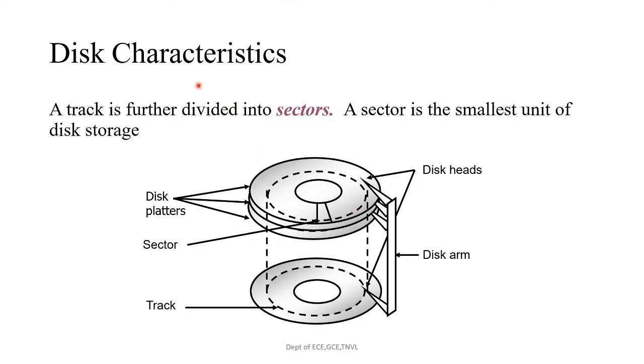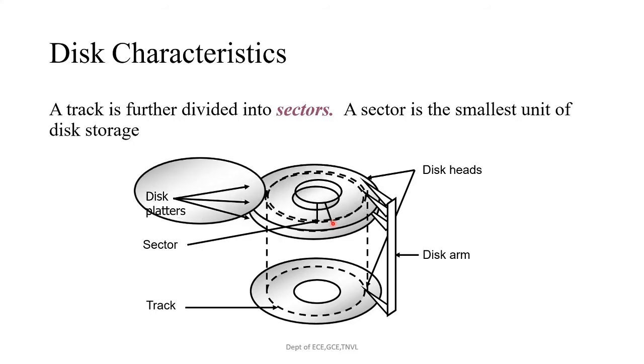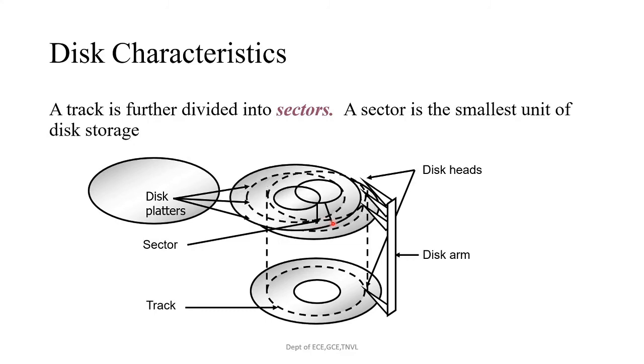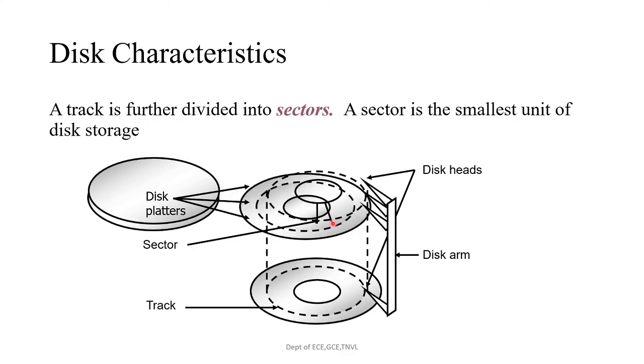So this is about disk characteristics. A track is further divided into sectors. If you see, these are all the sectors. A sector is the smallest unit of disk storage. If we want to visualize the disk platters, this is one disk, and this is another disk, and this is another disk. So it goes like this.